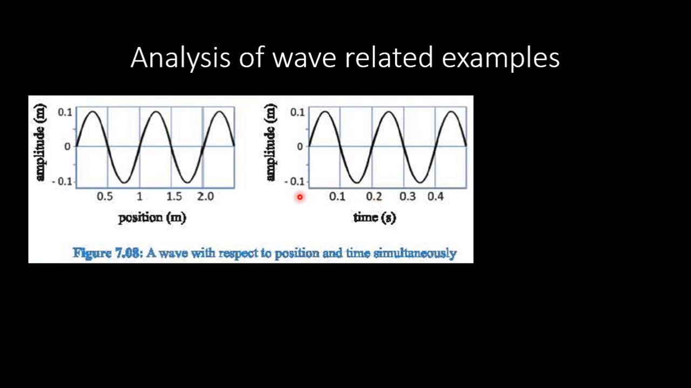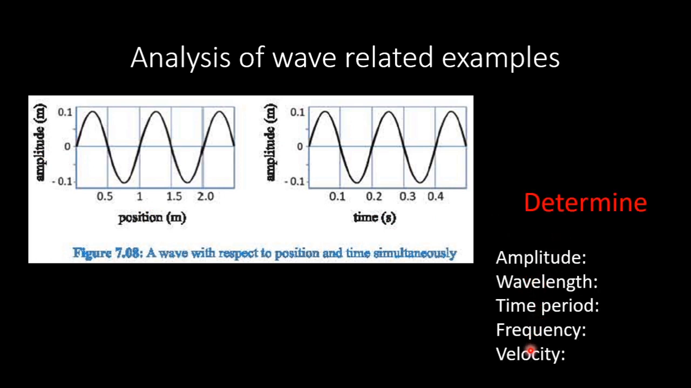In the third graph we have two graphs, amplitude versus position and amplitude versus time for the same wave. From this we have to determine the amplitude, wavelength, time period, frequency and velocity, and from these two graphs we can, inshallah, determine all of these quantities. For example, the amplitude is 0.1 meter. To determine the wavelength we have to take the first graph. To complete one oscillation it travels 1 meter, so the wavelength is 1 meter.